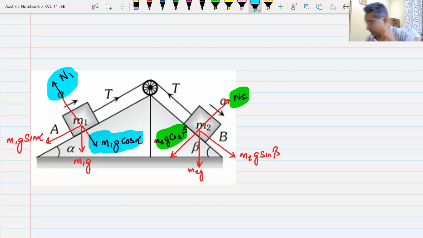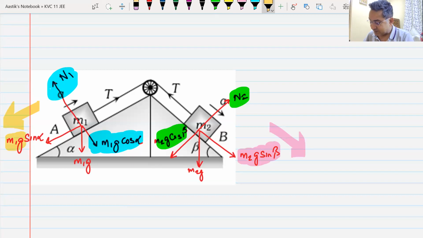So we know this. Now, what do we see? The force which is trying to pull it down on this side is M2G sine beta. The force which is trying to pull it down on the other side is M1G sine alpha. Which side will it go? What will it depend on? M2G sine beta is trying to pull it down from one side. M1G sine alpha is trying to pull it down from the other side. Which side it goes will depend on what? Yes. Can't hear you.